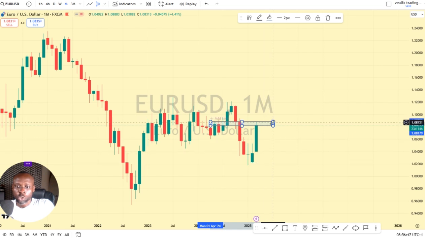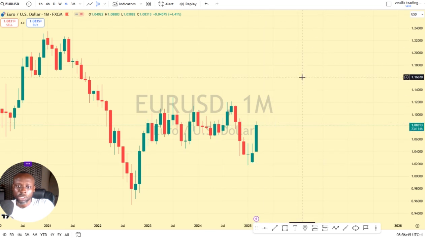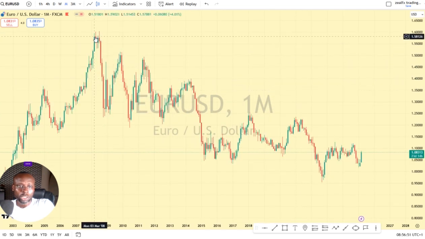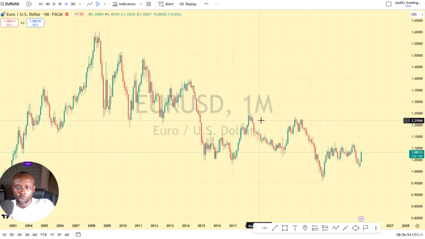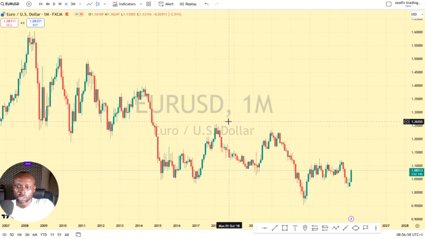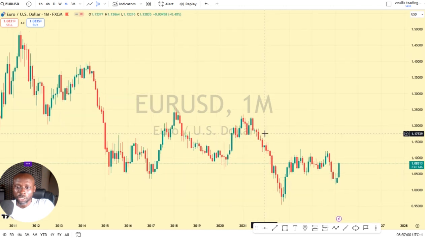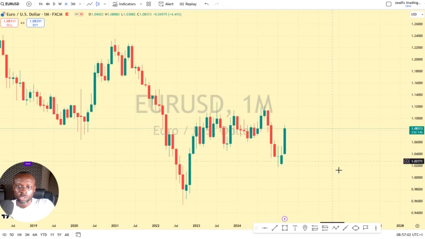So let's look at the structure of the Euro USD on the monthly chart. From a monthly chart, you can see that we still have a series of lower highs. This shows that price on the monthly chart is still on a downtrend. So as long as price on the monthly chart is still on a downtrend on the Euro USD, there's every possibility of price failing to break this resistance level on the monthly chart.